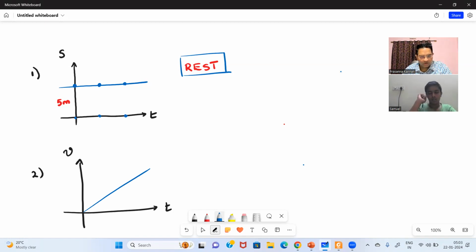So if you see, what kind of motion is this? Is the body at rest? Is the body in uniform motion? Is it in non-uniform motion? This was the question, right, Samuel? Yes, sir. So what can you infer from the graph? So it's in uniform motion. How do you say that? It's traveling with constant velocity.